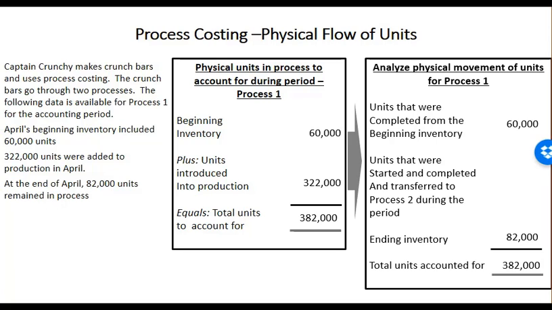So now we have 60,000 plus X plus 82,000 equals 382,000. So X in this case, if we do simple algebra, would amount to 240,000 units. So now we know that 60,000 units were completed from beginning inventory, 240,000 units were actually started and completed during the process, and 82,000 units ended up in ending inventory, and we have our total units accounted for.